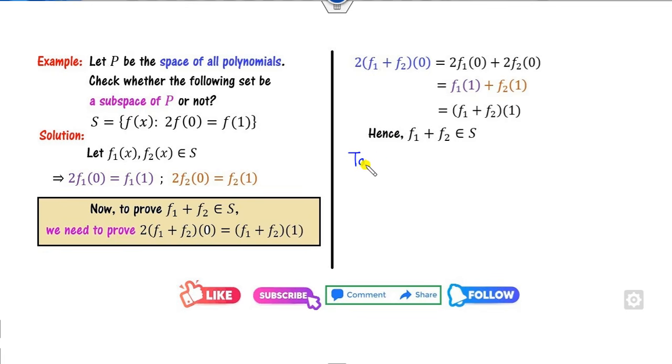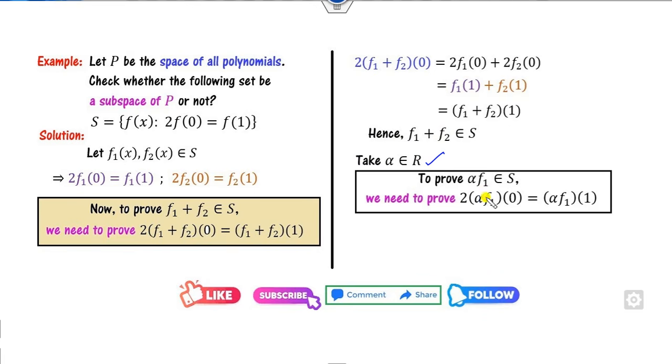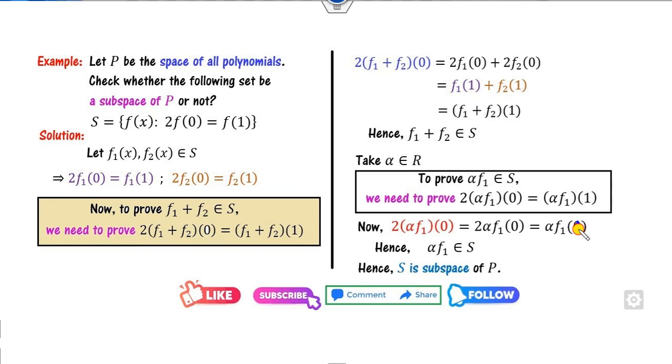Now for the third property, you can choose alpha as part of R. Then what is alpha of f1? Your target is to prove, if I choose alpha belonging to R, that alpha f1 belongs to S. That means this property. I can start from the left hand side. So this number I can write as 2 alpha f1(0). What is twice f1(0)? It is alpha times f1(1), and you can see this is my same quantity. So therefore this is my vector space, this is my subspace, because all these three properties are satisfied.